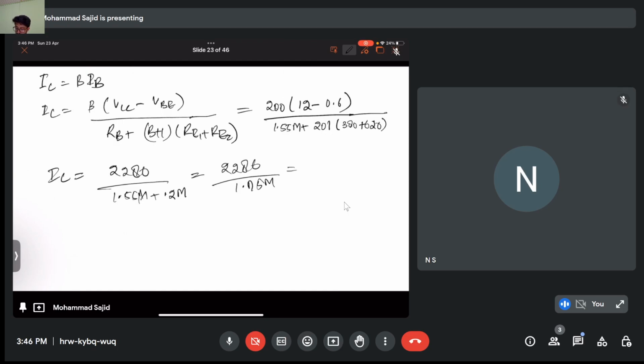Let me just see what is the value. 2280 divided by 1.75 mega comes up to be 1.306 milliampere. So my IC can be written as 1.306 milliampere. We can write it as 1.3 milliampere. So this is your IC.